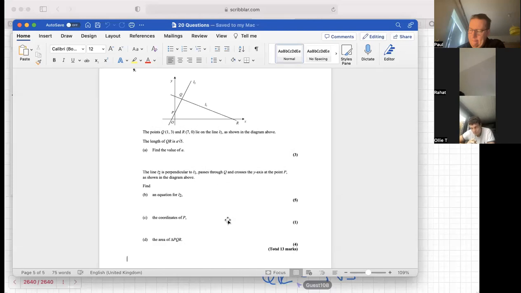Okay, so now part B. We need to find an equation for L2. So here, what we want is the gradient of L1, which you've already found, which is minus a half. So what would be the gradient of L2 then?